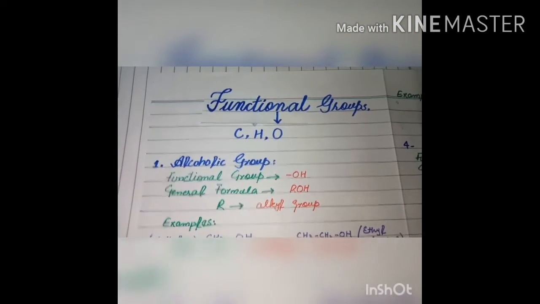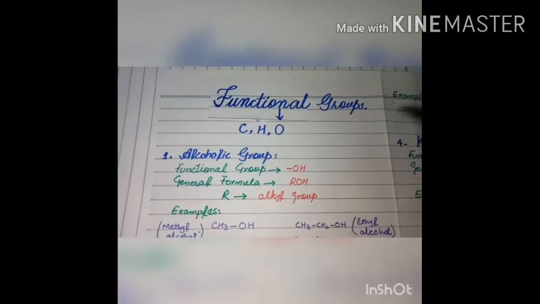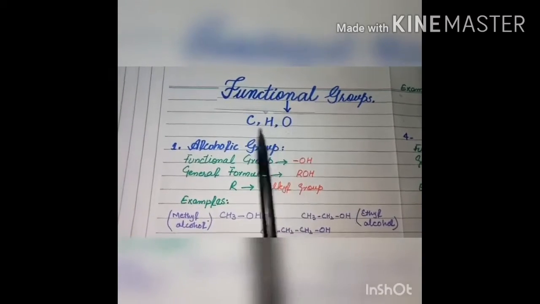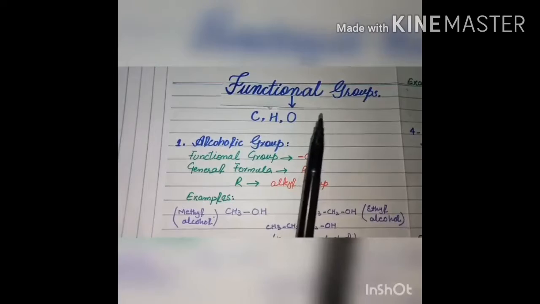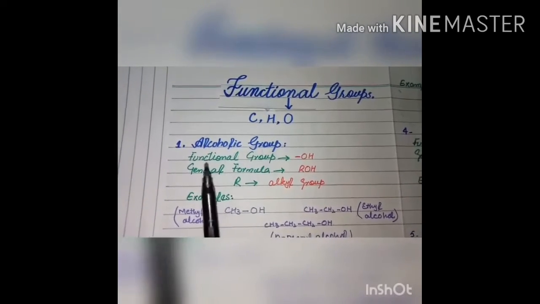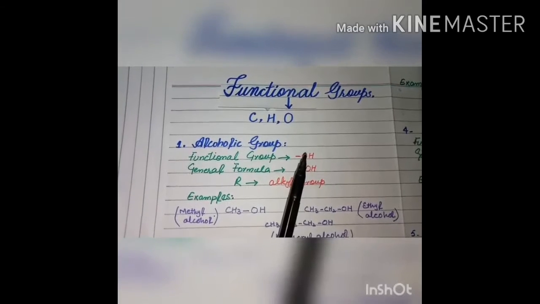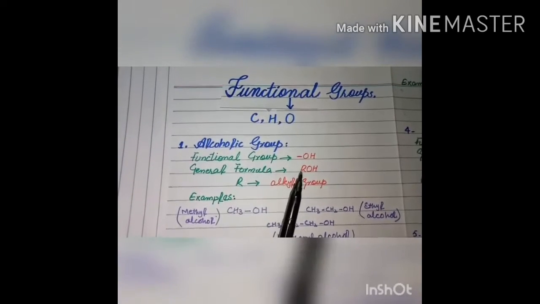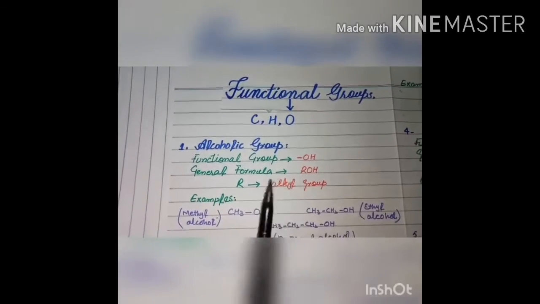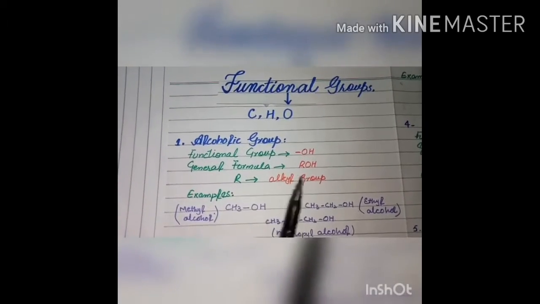Students, now we will discuss the functional groups that contain carbon, hydrogen and oxygen atoms. The first one is the alcoholic group. The functional group for this is OH. Their general formula is ROH. It means that any alkyl radical can be with this. So here the R represents the alkyl group.